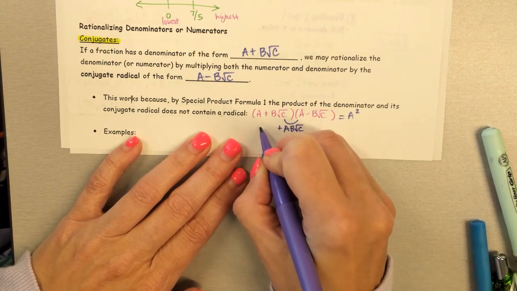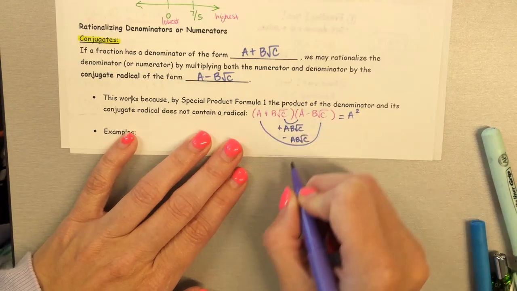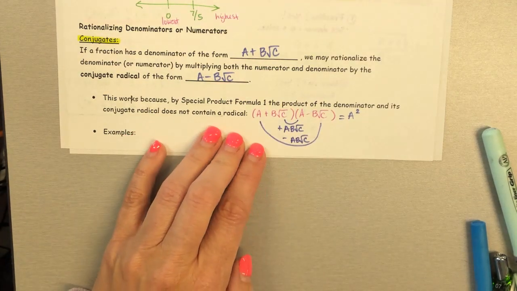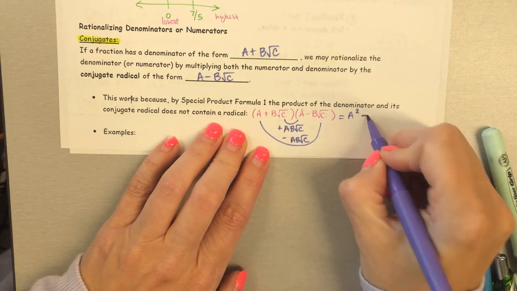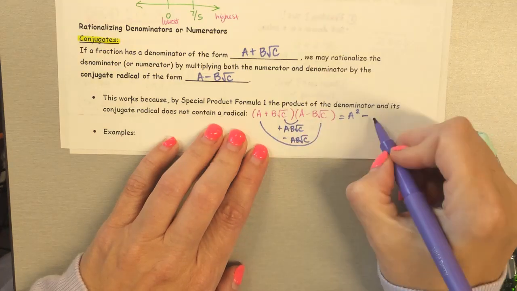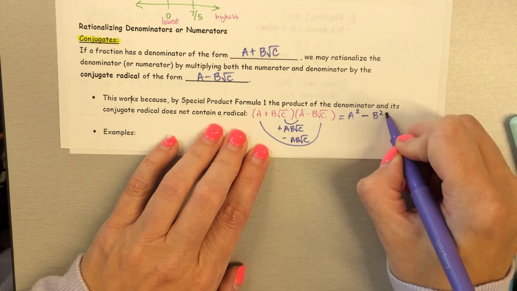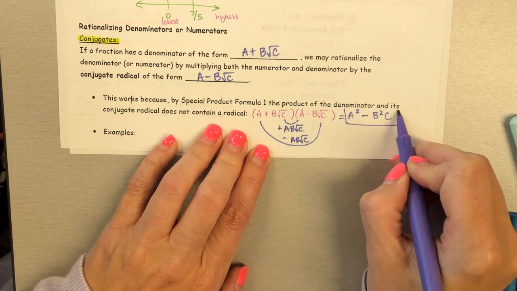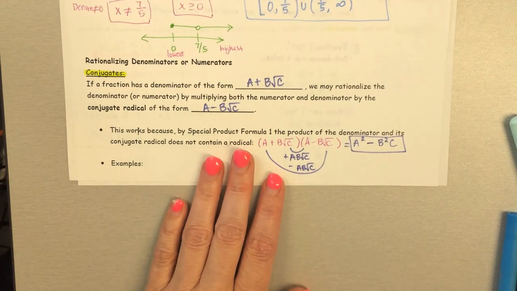It'll be a positive. On the outside here, you get negative ab root c. So those cancel out. And then when you multiply here, you have a positive and a negative, so it'll be negative. B times B is B squared. What's root C times root C? C. So this undoes the radicals. We don't have any more radicals in there.